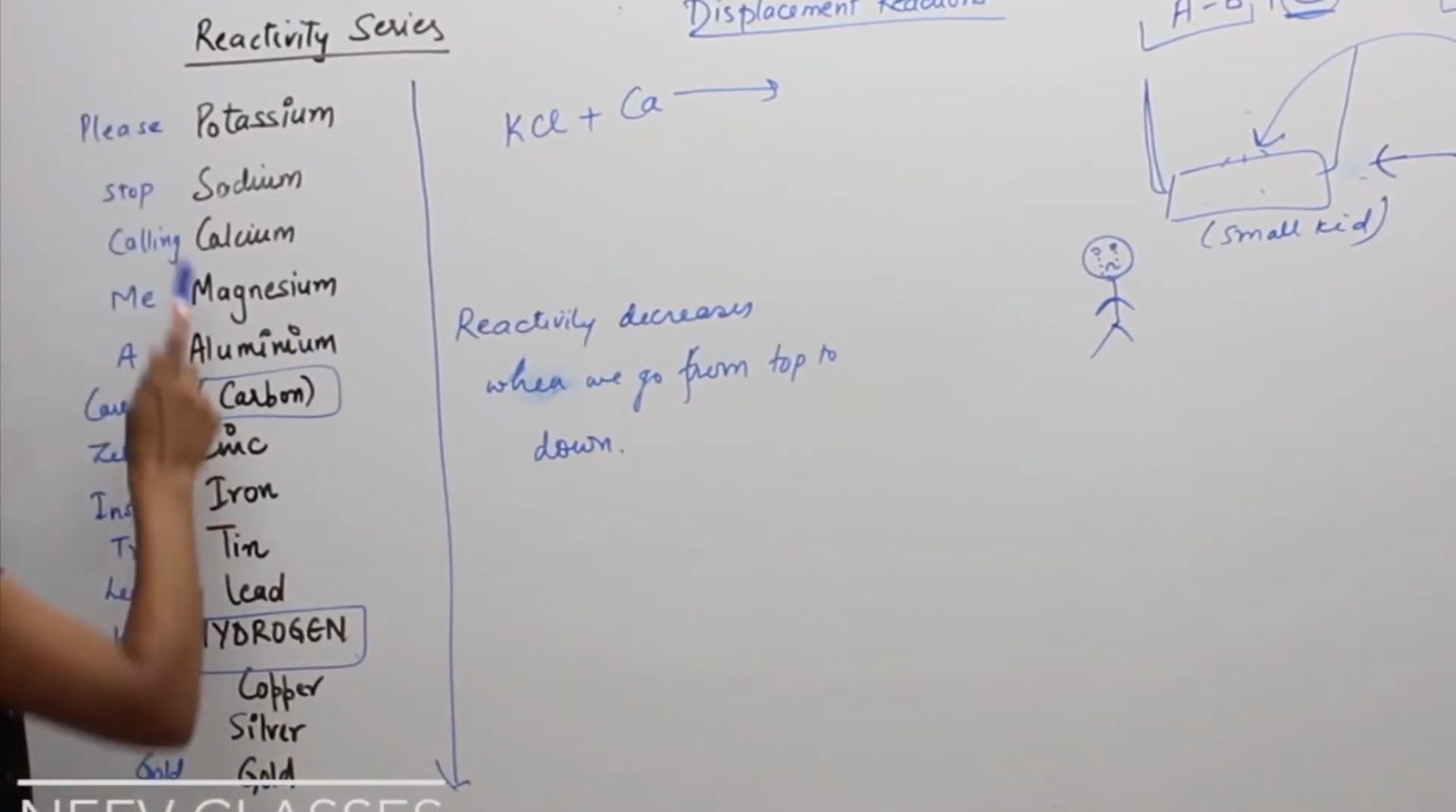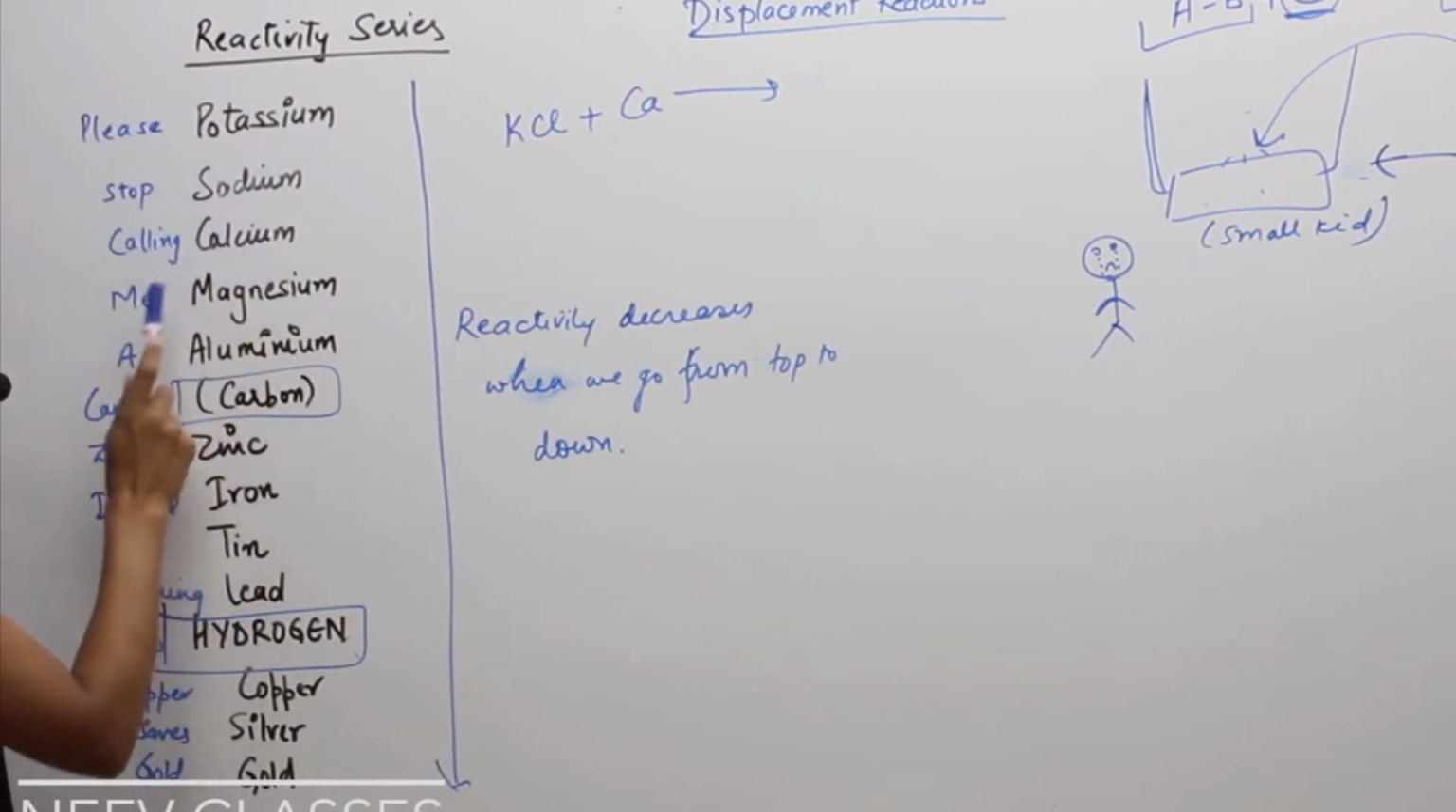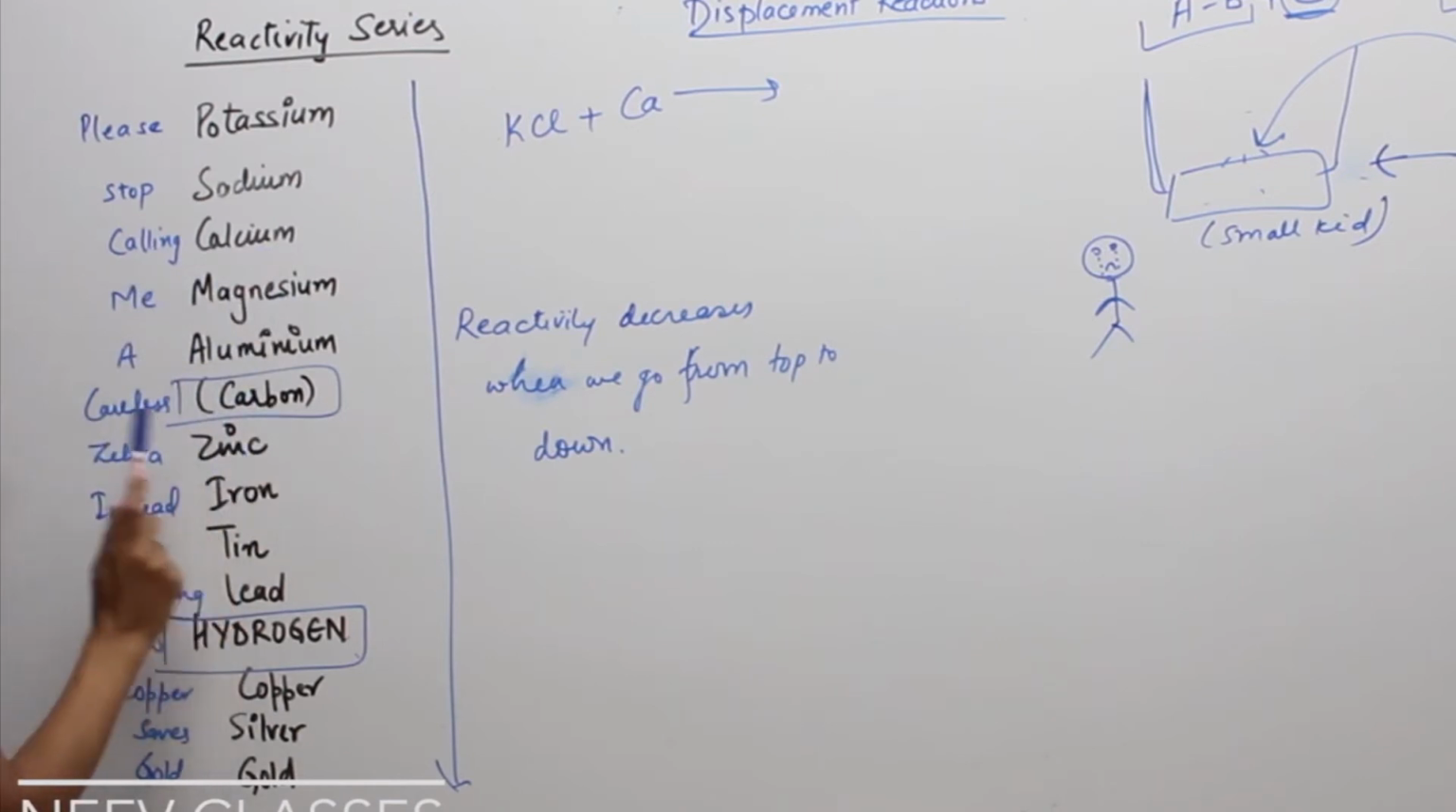So here is the trick. Please for potassium, stop for sodium, calling for calcium, me for magnesium, a for aluminium, careless for carbon, zebra for zinc, instead for iron, try for tin, learning for lead, how for hydrogen, copper for copper, saves for silver, and gold for gold. So basically, this is the whole series which you can learn through this sentence: Please stop calling me a careless zebra, instead try learning how copper saves gold.